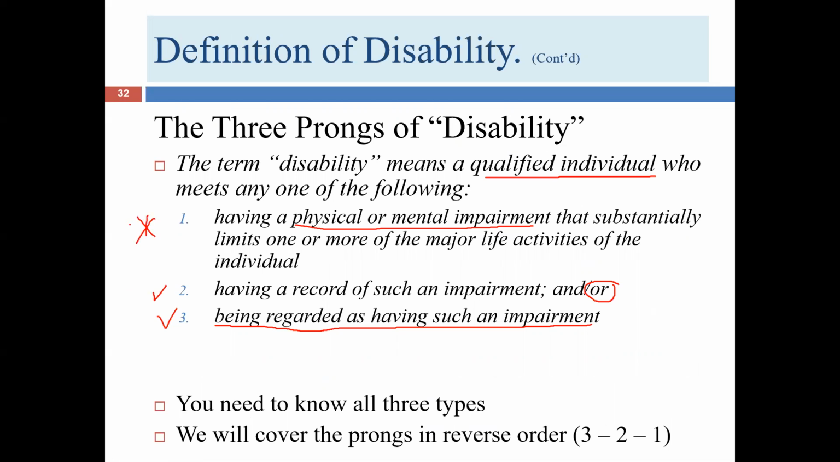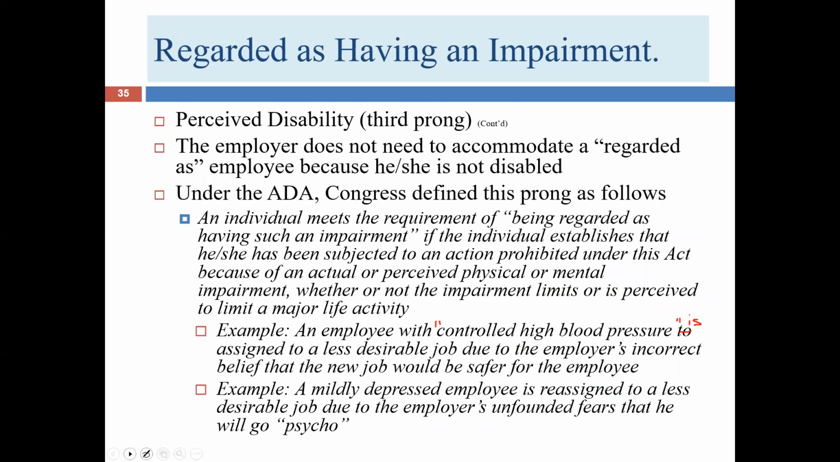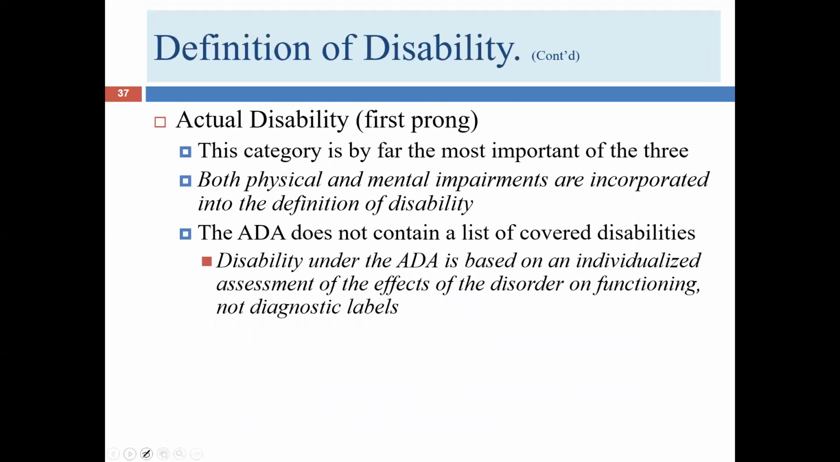So let's just review on this. The term disability means a qualified individual who meets any one of the following: having a physical or mental impairment that substantially limits one or more of the major life activities of the individual. Okay. So both physical and mental impairments are incorporated in the definition. And again, I would add psychiatric to this list.